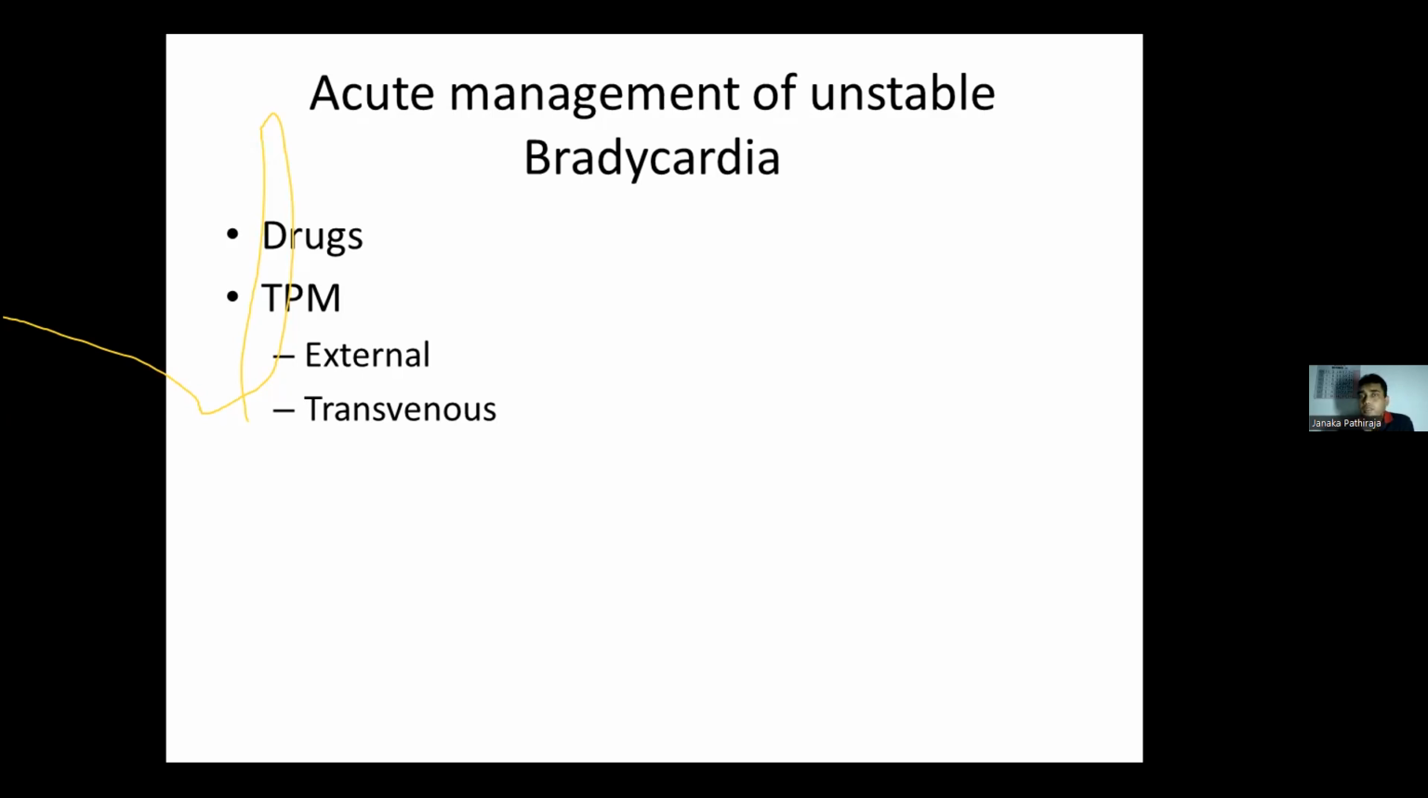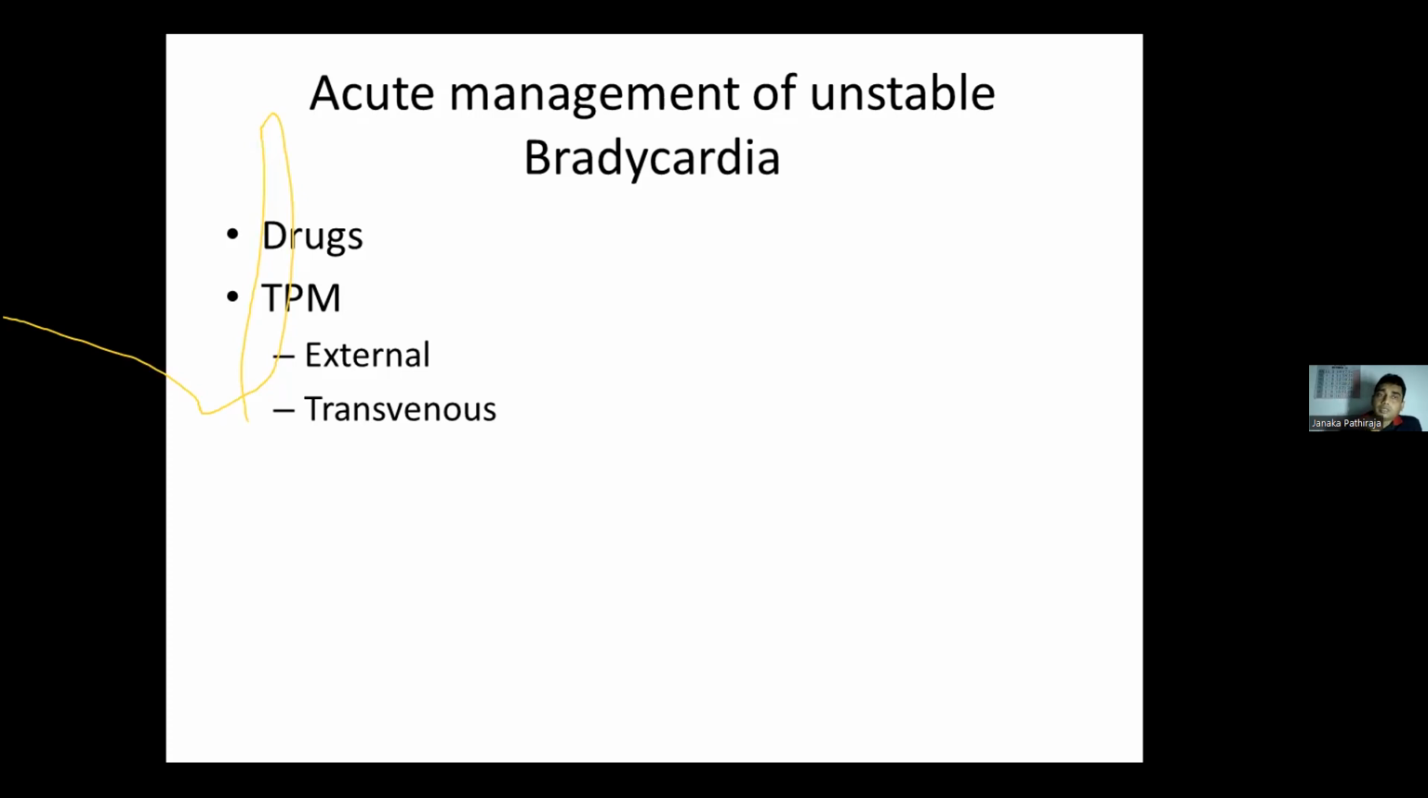So if somebody comes with bradycardia and you think they are hemodynamically unstable, your aim is to arrange temporary pacing. That is the reliable mode of management. But till you arrange temporary pacing, you can't allow the patient to die in between. So to bridge that gap, you will use the above mentioned drugs to keep the heart rate a little bit up till we arrange something reliable, right?